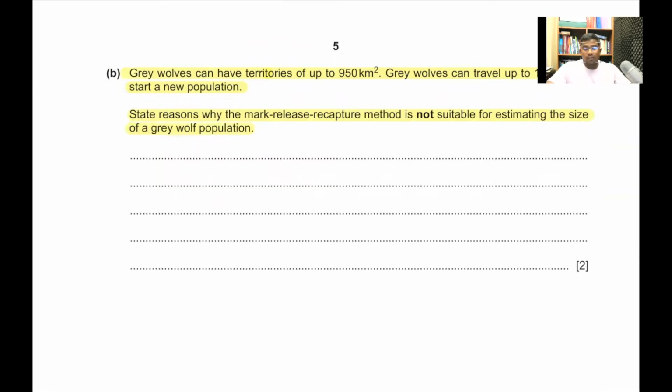Basically, gray wolves are very big animals, so it will be difficult to capture them. They can also be dangerous to humans. Gray wolves have a large territory, about 950 square kilometers, so they are unlikely to be recaptured a second time. Gray wolves can migrate to other areas very easily because they can travel up to 1,000 kilometers to start a new population. A gray wolf may not mix with other wolves after being caught. So there is a small sample size. The mark release recapture technique can be inaccurate with gray wolves.